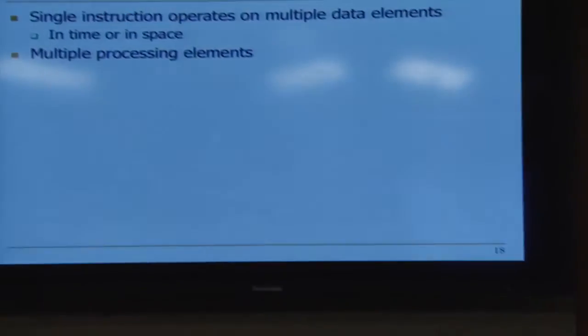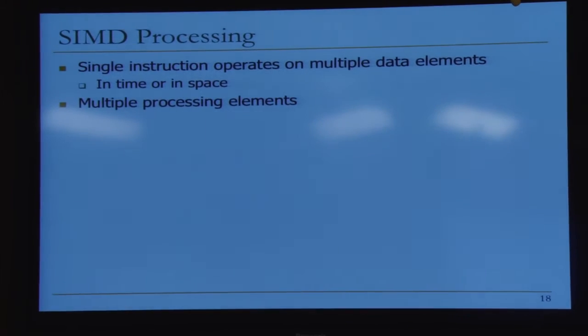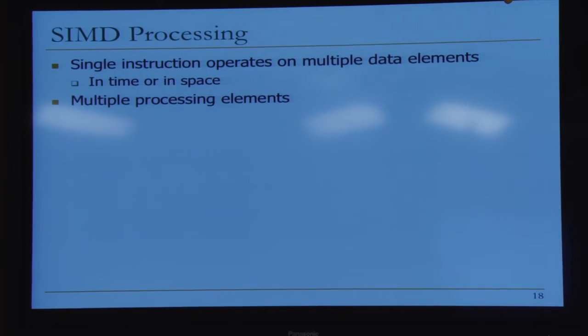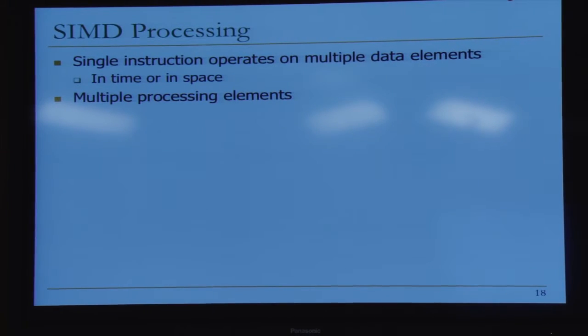Okay, I already said this, but this could happen in time and space. So we'll introduce the time and space duality here. You have to have multiple processing elements. There's no question about that. For out-of-order execution, you have to have multiple processing elements, right? In fact, when out-of-order execution was introduced, the title of the paper was An Efficient Algorithm for Exploiting Multiple Functional Units.